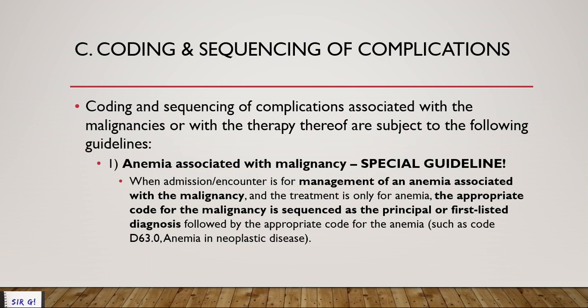Okay, so anyway, when you go to your D63.0, they will tell you that you need to code first for the neoplasm. There is an instructional note in your tabular list there that you always need to code first for your neoplasm, followed by your anemia.